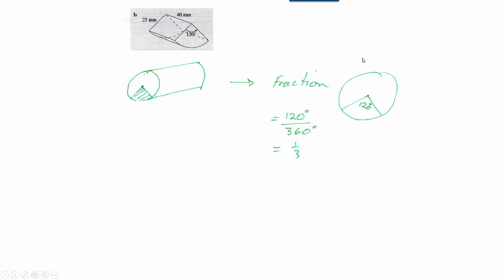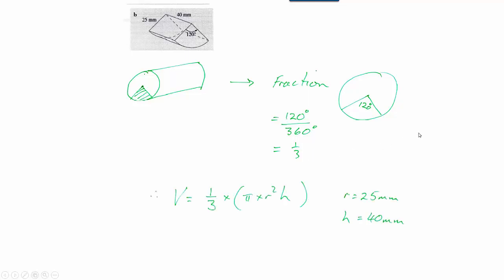Next one, we've got a part of a cylinder. What you can see here, on the end you've got a sector of a circle, and basically it's a cylindrical portion. So the first thing we need to do is work out the fraction of the circle that we've got, because that will be the fraction of the cylinder that we've got. In a full revolution, we've got 360 degrees. Our part of the cylinder is 120 degrees, so our fraction is 120 over 360, or 1/3.